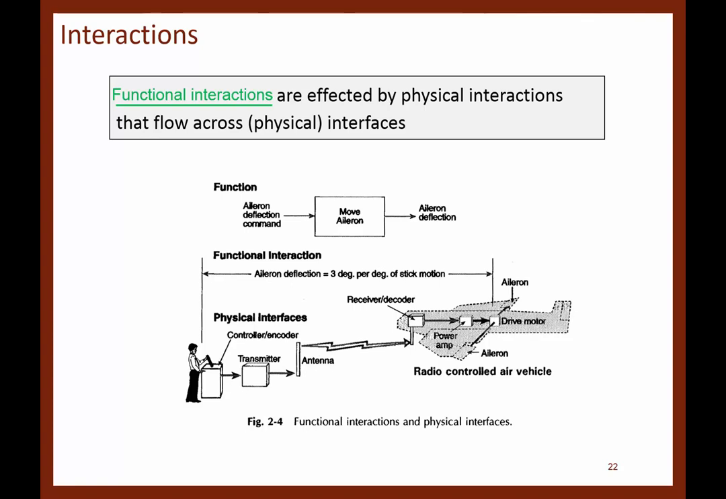So you have the physical interfaces: this person, the controller, transmitting information through the antenna. That's going to be received by the airplane, and then that's going to power the amplifier and drive the rotor in order to move these ailerons, to decide how you want to move the airplane. So you see information being transferred, and that's creating an interaction with the environment.